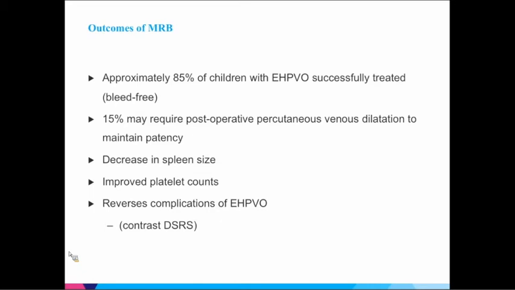So the outcomes are pretty good. Approximately 85% of children with extrahepatic portal vein occlusion treated with the mesoportal bypass remain bleed-free. I said 25%. I do think it's 25%. 15% at least or so require some postoperative percutaneous venous dilatation to maintain patency, but that's easily accomplished. It's relatively low. And there have now been several studies showing objective decreases in spleen size over time, improved platelet counts, and improved neurocognitive functioning after the mesoportal bypass.